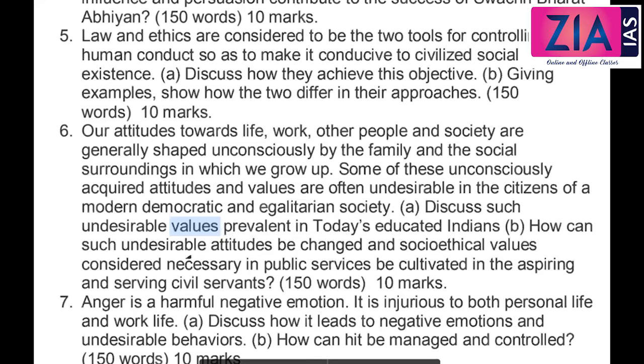So this has different dimensions. First, you need to talk about the undesirable values and how the attitude can be changed. So the attitude is A. How can it be changed to A dash, right? And socio-ethical values. Do you want me to discuss this? This is a very simple one actually. So what all things can you write here?